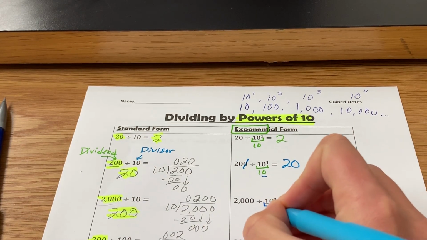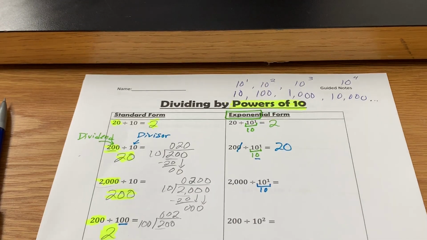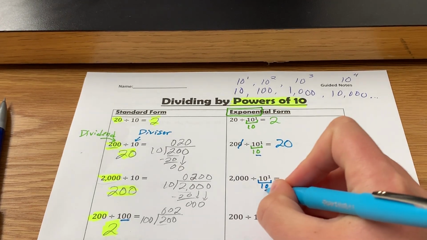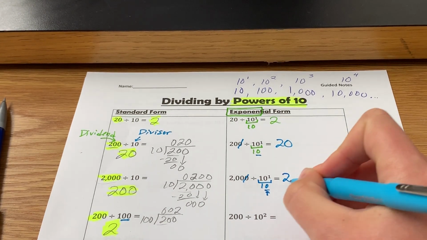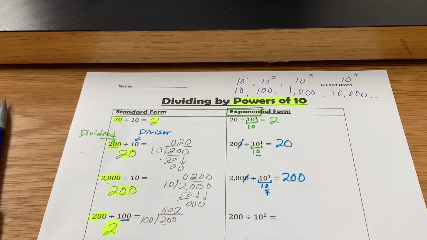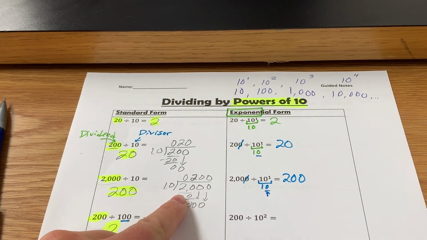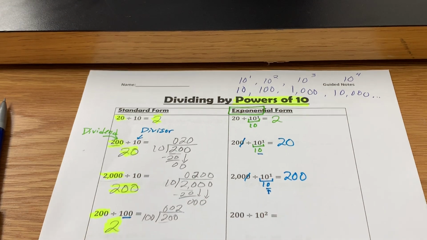10 to the first power, again, is still just 10. I'm going to use my previous trick. I have 1 zero here, so I will eliminate 1 zero from there. Our quotient, which is the answer to a division problem, is indeed 200. And again, if you're not convinced, here's the long division to prove that to you.